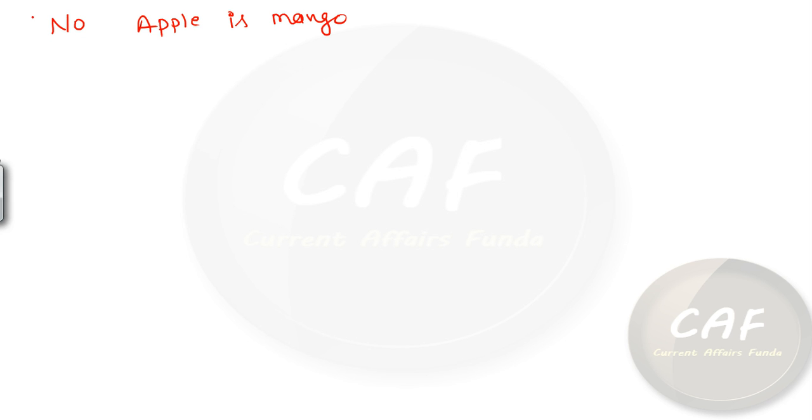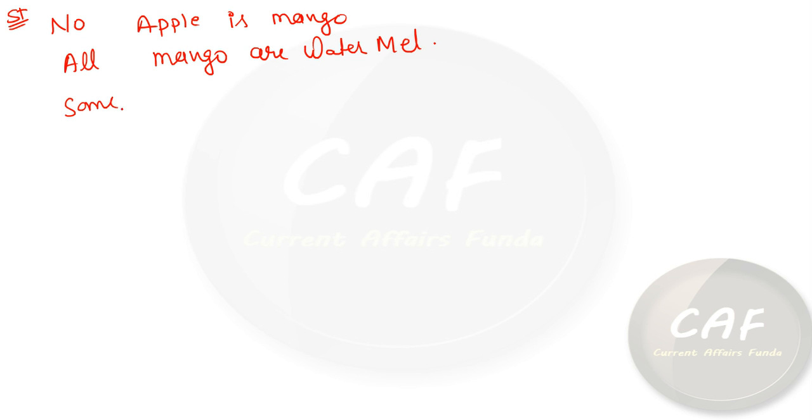So your statements are given here. No apple is mango. Second is all mangoes are watermelons. Third statement is written here: some watermelons are guavas. These are the three statements here. And right now let's write the conclusions. The conclusion is this one: all mangoes are guavas.